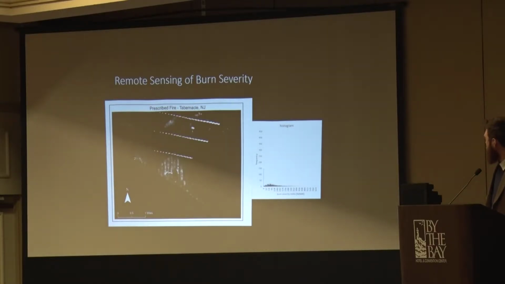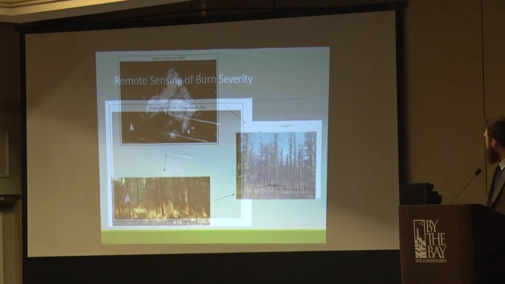And then here's just a prescribed fire from the dormant season that was fairly cool. And here's our plow lines that we lit off of. And you can see it's showing a much lower impact.